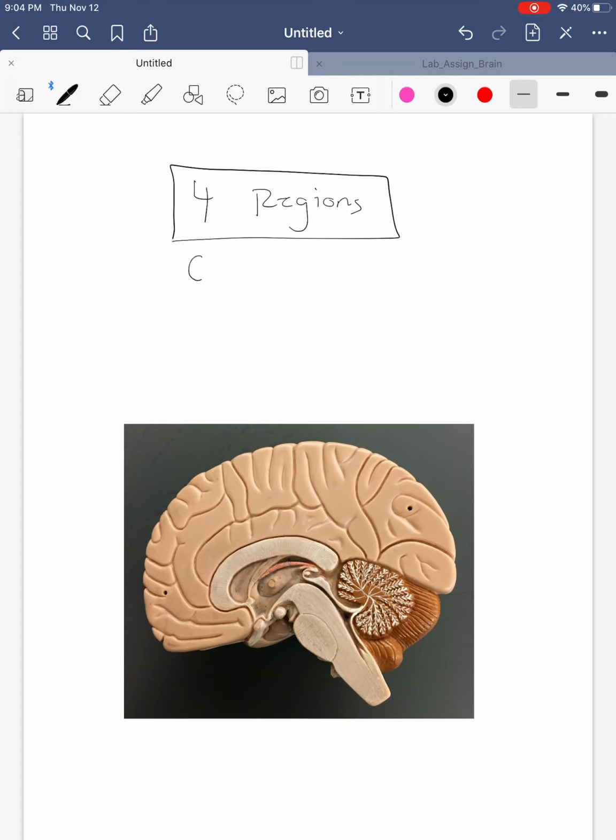So we're going to have the cerebrum, the cerebellum, the diencephalon, and the brainstem. My suggestion is to start here, all right?